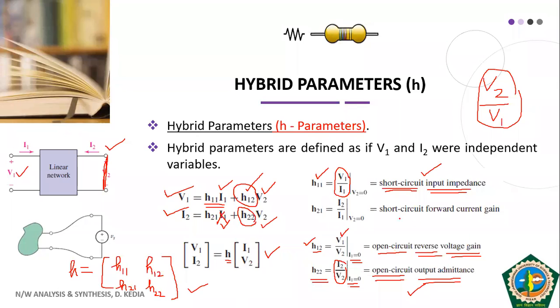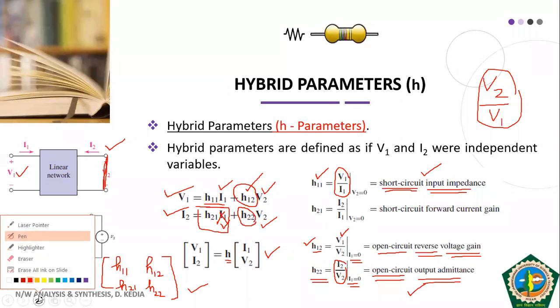Now let us see the last parameter, that is H21. So this is your H21.